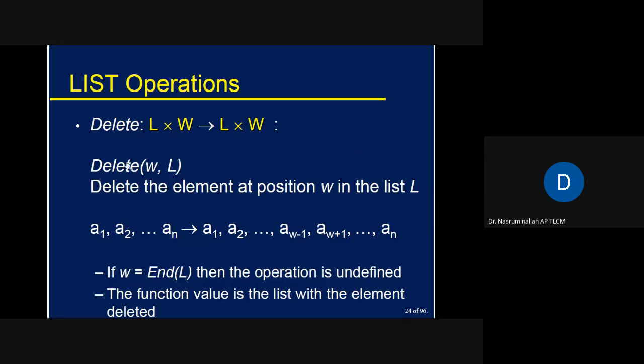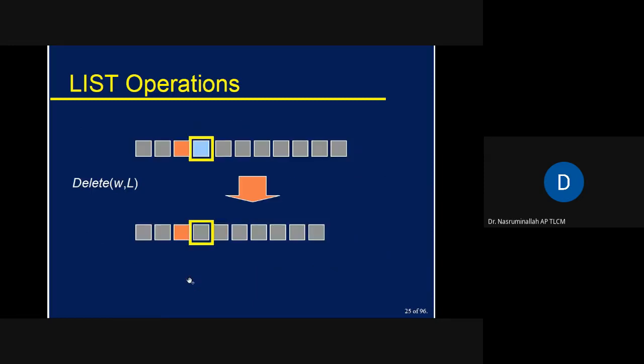Within the delete operation, if you pass a window location which is actually at the end of the list, then for the end of the list, the delete operation is not defined. Why? Because the delete operation is used to delete an element, and the end of the list does not contain any element, as it already does not have any elements. So the delete operation is actually undefined for the end of the list.